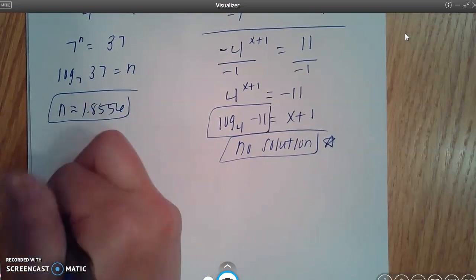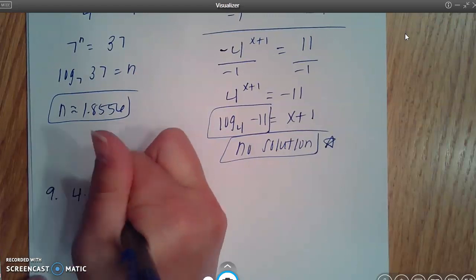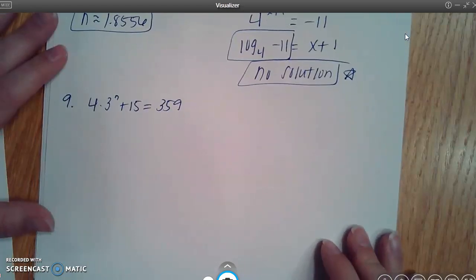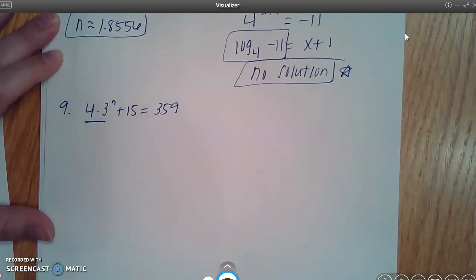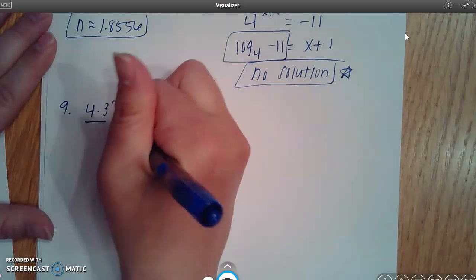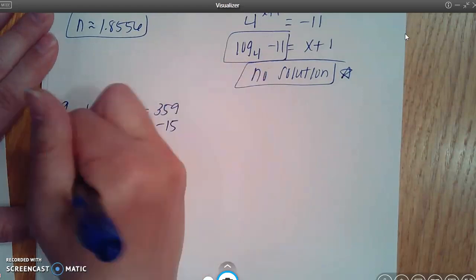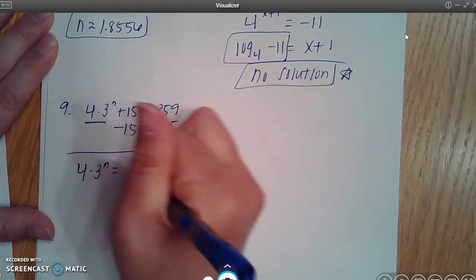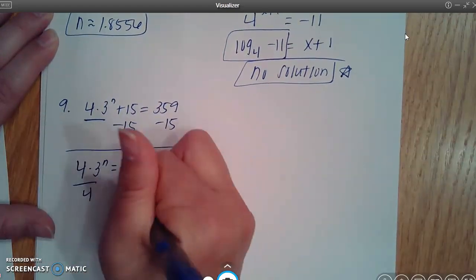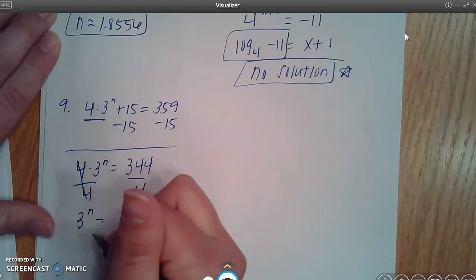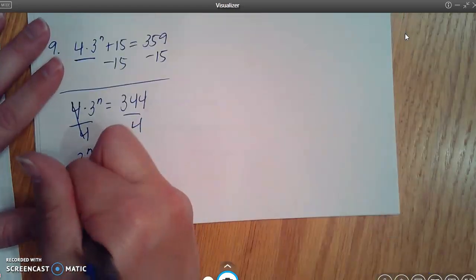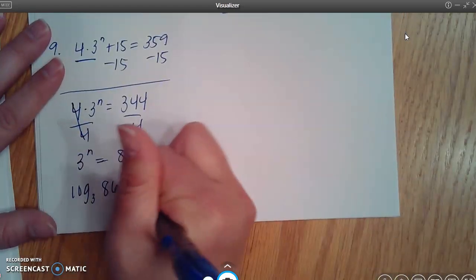So for number 9, we have 4 times 3 to the n plus 15 is equal to 359. Step 1, I need to get whatever has an exponent by itself, which would be 3 to the n. That 4 is going to be attached with it for now. So we need to get rid of that positive 15 by subtracting 15. And you're going to get 4 times 3 to the n is equal to 344. I still need to get 3 to the n by itself, so I'm going to divide both sides by 4. I'm going to get 3 to the n is equal to 86. I now can rewrite this and get log base 3 of 86 is equal to n.